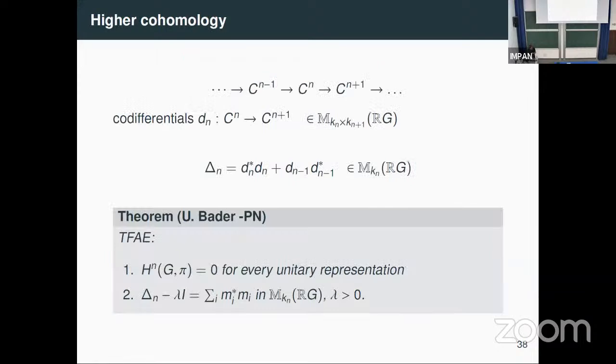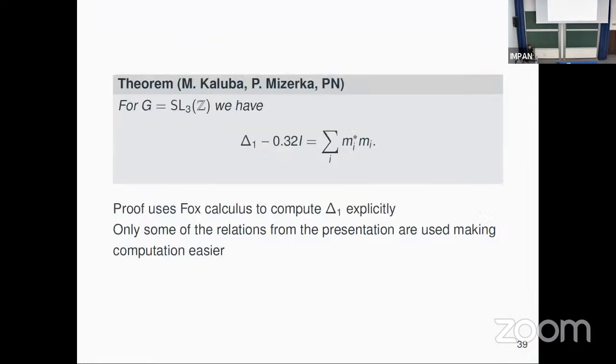And the last thing is that there's also work that we're doing in higher cohomology, where we use similar methods and semi-definite programming to show vanishing of higher cohomology. We generalized the sum of squares approach to higher cohomology, and Piotr Mizerka yesterday or 2 days ago gave a talk on some results that we have for this for SL3Z. All right, I'll stop here. Thank you.